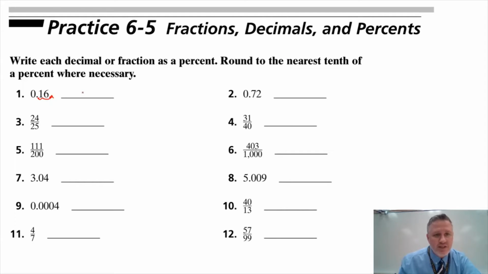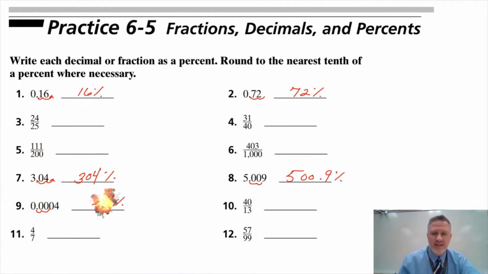I'm going to go 2 places to the right, and this is going to become 16%. 2 places to the right, this makes this 72%. I'm going to jump down to number 7 because that's our next decimal problem. 2 places to the right makes that 304%. 2 places to the right makes this 500.9%. And yes, you can have decimals in percentages, right? 2 places to the right makes this 0.04%. And that's all the decimals.